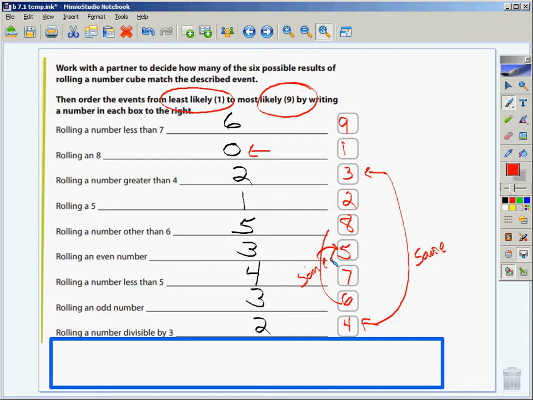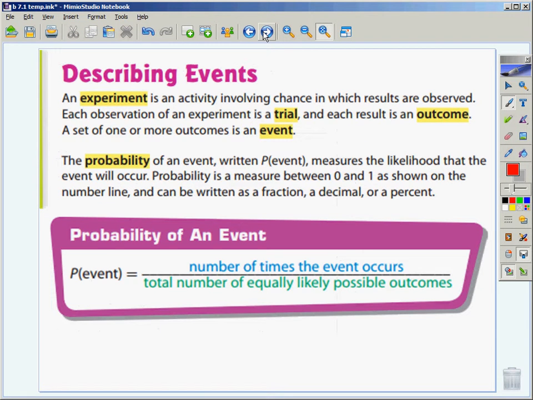Okay? Now, we're going to come back to this page in a minute, but I want to talk about terminology when you're dealing with probability. So if you flip to that next page, just going to talk about the words that we're going to deal with. We're going to be dealing with, in this module, experimental probability. And an experiment is an activity involving chance in which results are observed. So you could be talking about flipping a coin. What's the chances of flipping a head? 50-50. 1 out of 2, right?